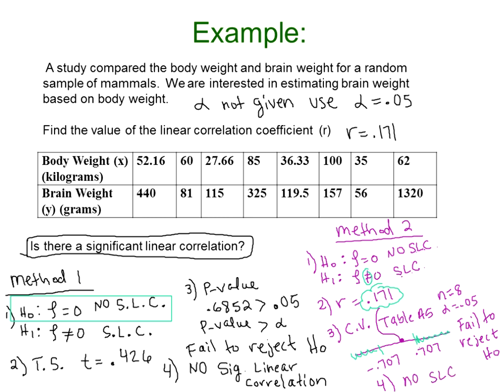So again, there's no significant linear correlation. Right, so you have your two methods, and notice that I showed all the steps. The question was, is there a significant linear correlation? And it wasn't just a yes or no question. I have to show why there is or why there isn't, and it's done through a formal hypothesis test.